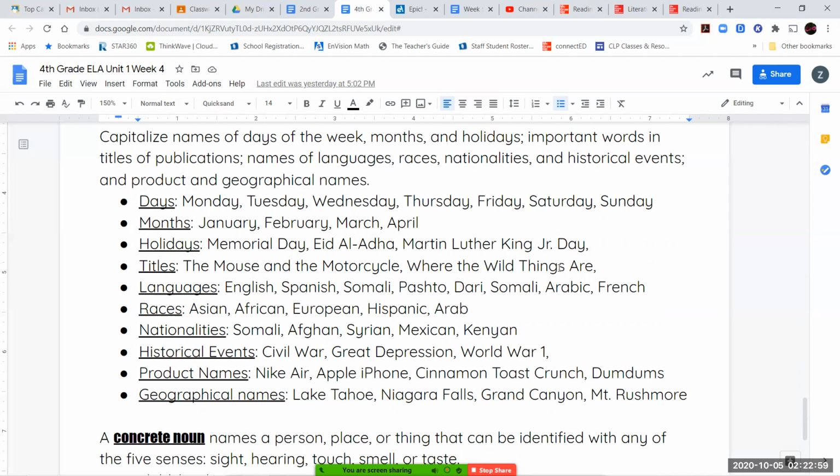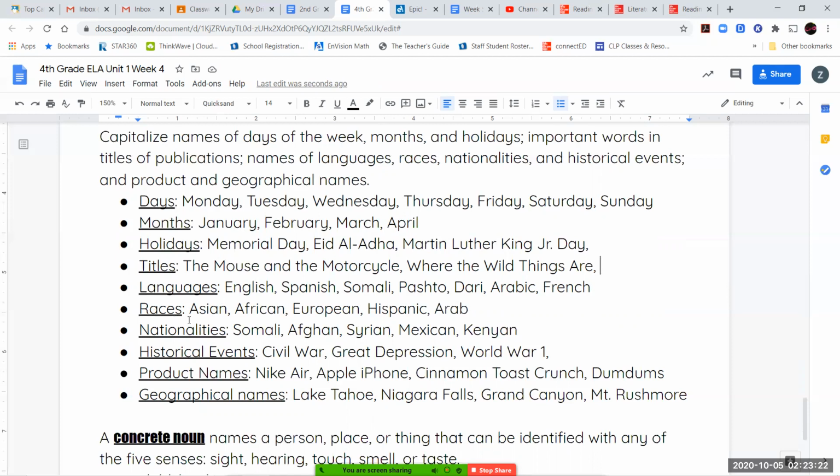Now, if I'm talking about different languages, I capitalize the first letter when I'm writing about those. So English, Spanish, Somali, Pashto, Dari. Oh, Somali is in there twice. Arabic, French, and so on. All the other languages, these are all different ones, and they all have to start with a capital letter because it's naming a specific language.